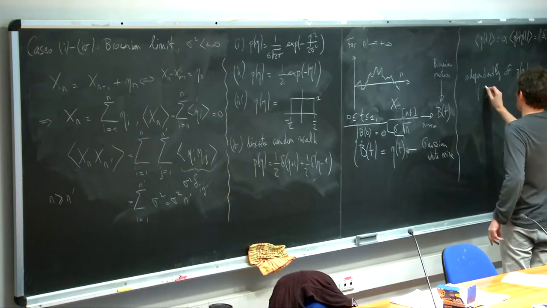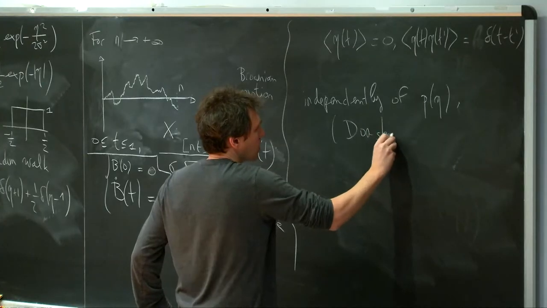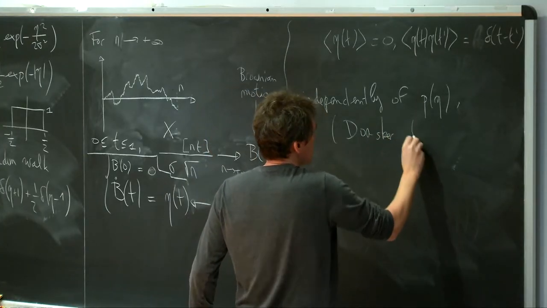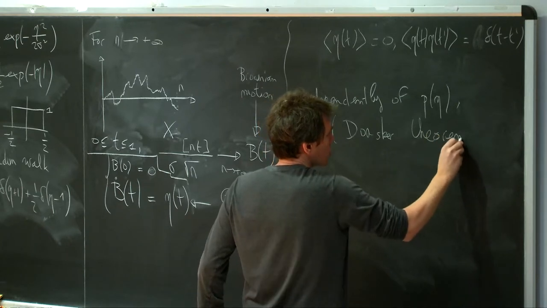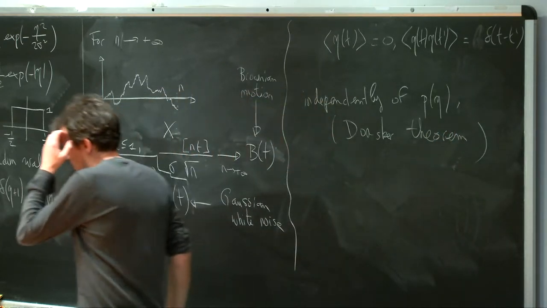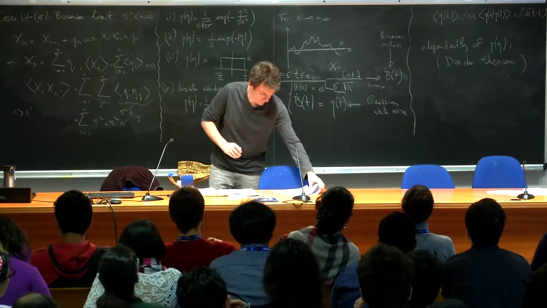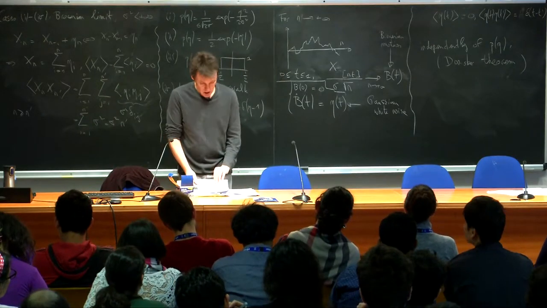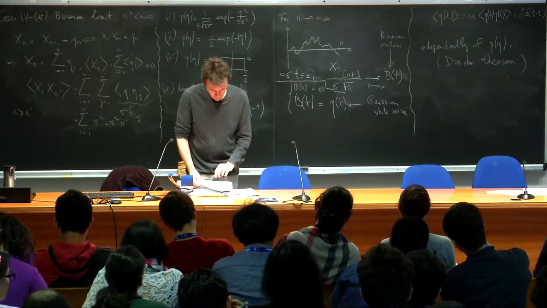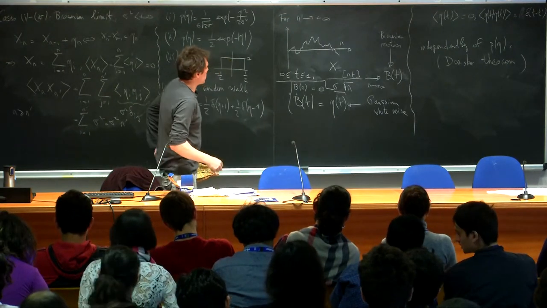So that's a very important piece of probability theory, which goes beyond the central limit theorem. And I will, of course, take it for granted. Okay? So that's the case of the Brownian limit.